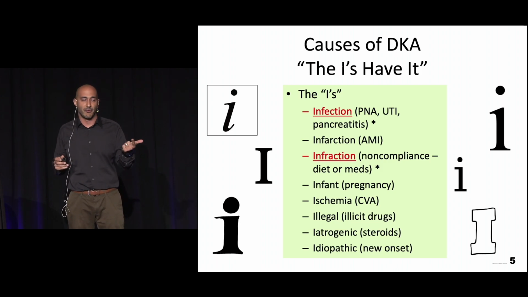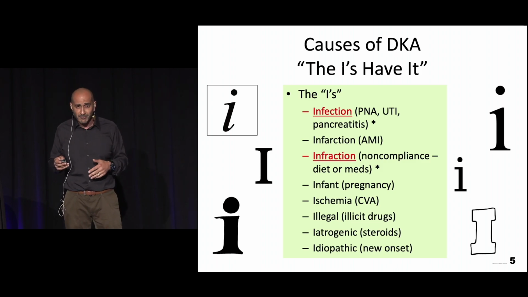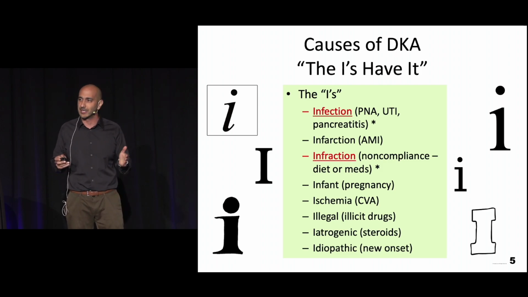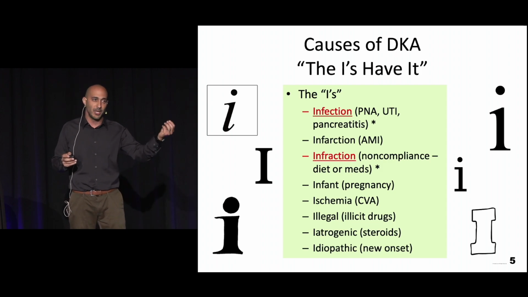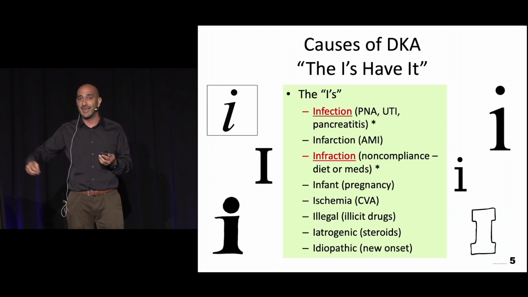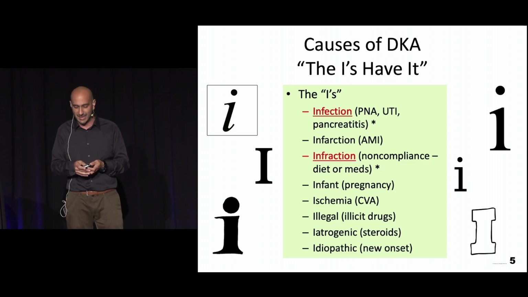Infection. Here we have infarction, acute MI. Infraction, I don't think of it as non-compliance, but I just think insulin instead of infraction. And then infant, which is pregnancy. So if they have any of those things and then any other slew of acute stressors, any of that can kick somebody into DKA. Why? They already don't have enough insulin. Then you add the acute stressor, which increases their metabolic demand. They can't meet that metabolic demand.